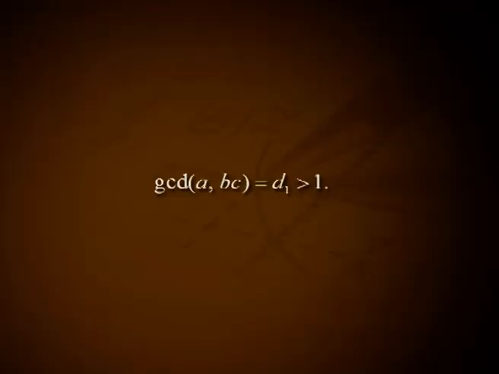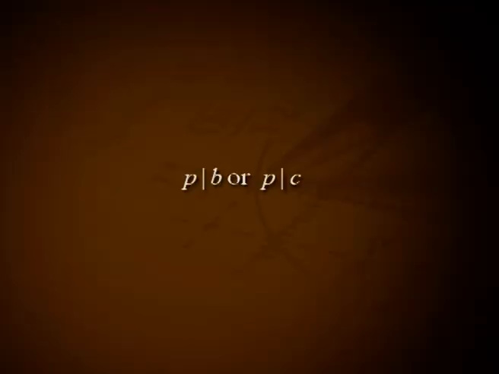For the other direction, take GCD(a,b) = 1 = GCD(a,c), and assume that GCD(a,bc) = d1 > 1. Then d1 must have a prime divisor p. Because d1 divides bc, it follows that p divides bc. Consequently, p divides b or p divides c.